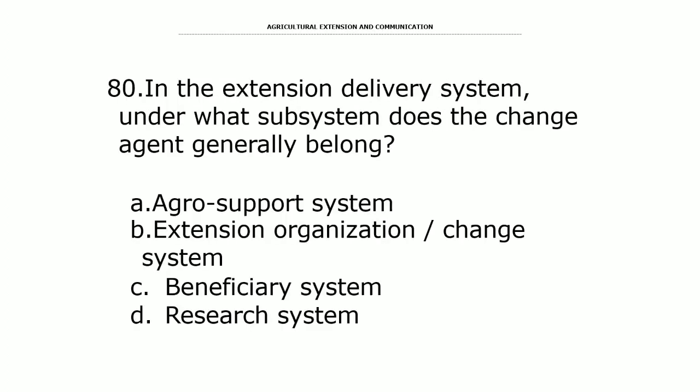The answer is technical knowledge on rice. Number 80. In the extension delivery system, under what subsystem does the change agent generally belong? A. Agro support system. B. Extension organization or change system. C. Beneficiary system. Or D. Research system. The answer is extension organization or change system.